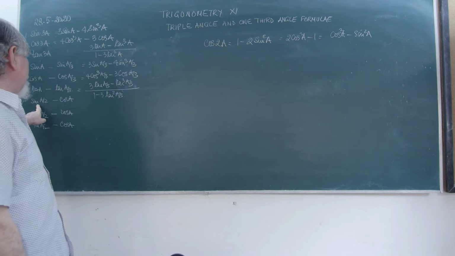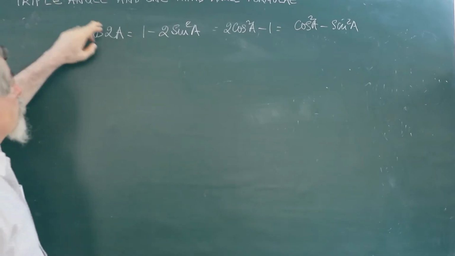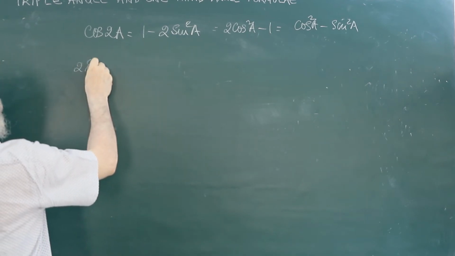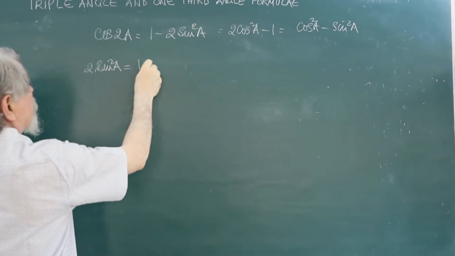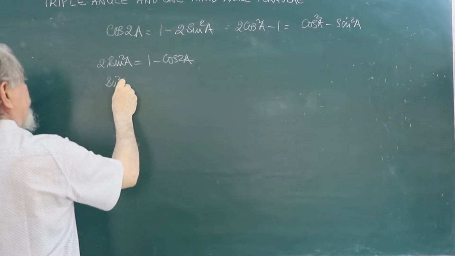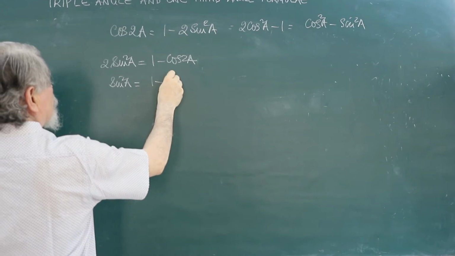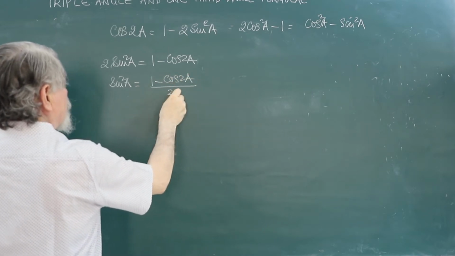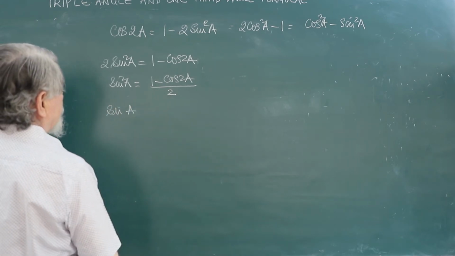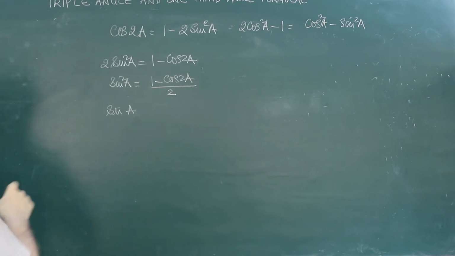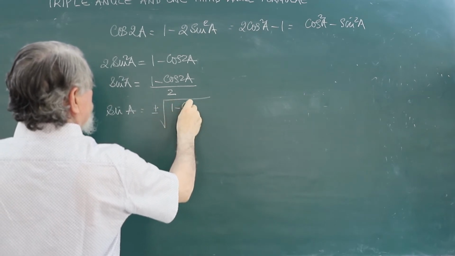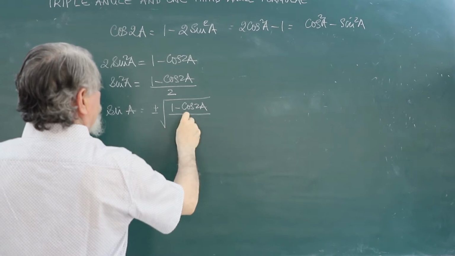Since I want to calculate in terms of sine a, I took cos 2a is equal to 1 minus 2 sine square a. Or I can write 2 sine square a as 1 minus cos 2a. Or I could write sine square a as 1 minus cos 2a upon 2. Or I could write sine a as plus minus under root 1 minus cos 2a upon 2.